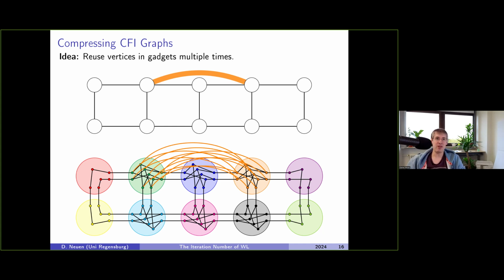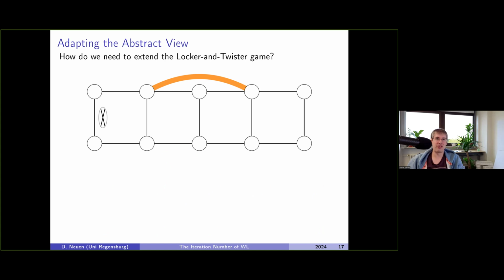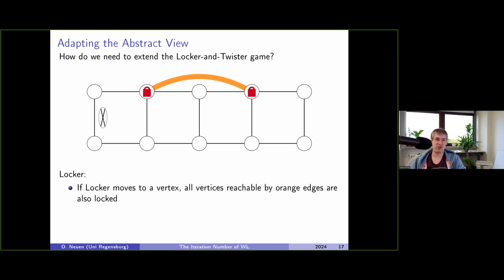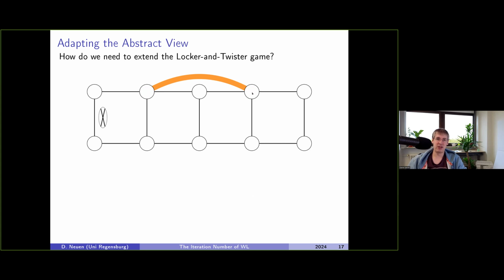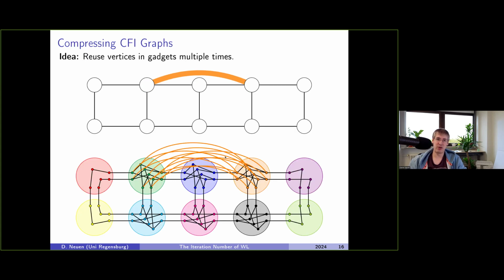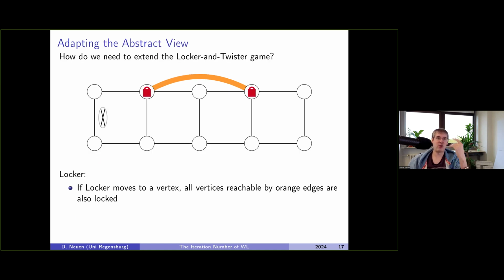Okay, so there are two very natural things that you have to do here. The first one corresponds to the moves of the cops. If you move a cop to, let's say, this vertex here, then it's natural that we also place a cop on the other vertex. Because in the CFI construction, after we contract these orange edges, these two gadgets, the green and the orange one, are the same. So both will be locked at the same time if we pebble a vertex there, which corresponds to the fact that in the base graph with this equivalence relation, we also lock both vertices at the same time.